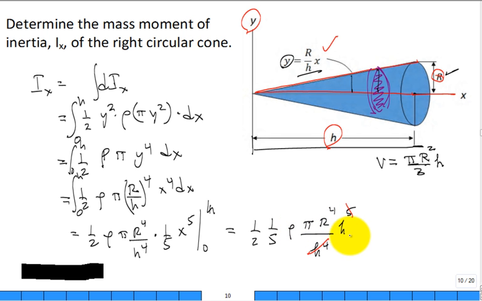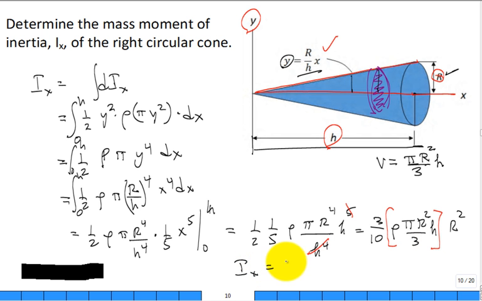And you pick up that it's equal to 3 divided by 10 rho pi R squared over 3 h R squared. This is the mass of the cone. And so I sub x is 3/10 the mass R squared. 3/10 m R squared.